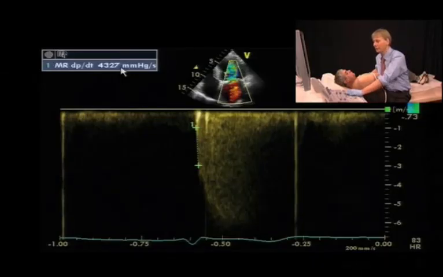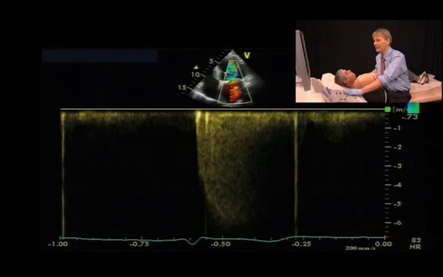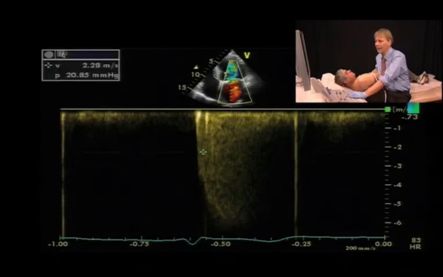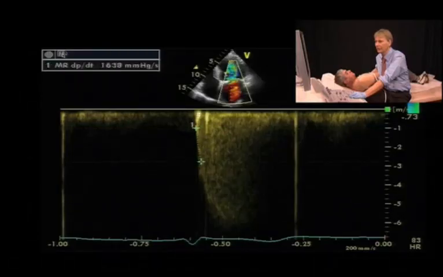What I also want to show you, however, is that the measurements are very strongly affected by small measurement errors. So for example, if I just change the cursor very slightly, I get very big differences in DPDT. So this is one of the limitations of DPDT, and you have to be aware of these limitations, and obviously you have to really be exact in your measurements.